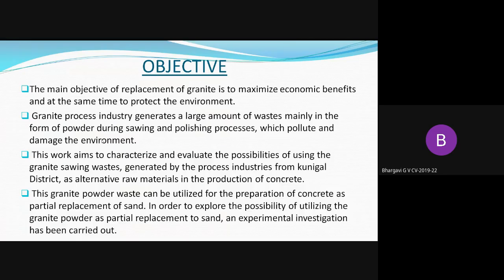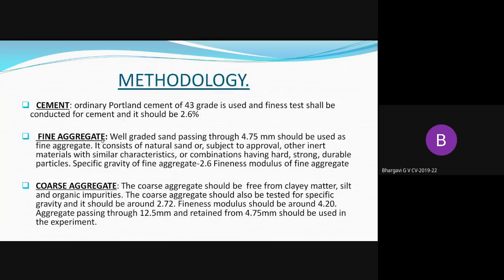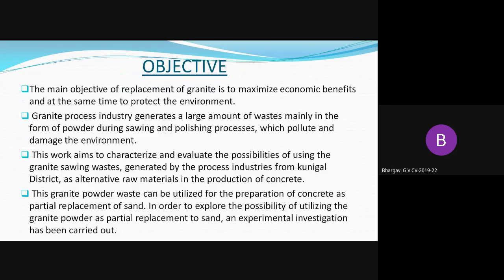As we all know, the granite industry generates a large amount of waste, mainly in the form of powder, during cutting and polishing processes, which pollutes and damages the environment. Thus, this granite waste powder can be utilized in place of fine aggregate. Moving to the objective, I would like to emphasize basically two points. The main objective of replacing with granite waste powder is to maximize economic benefits and at the same time protect the environment. And next, this work aims at the possibilities of using granite waste powder as an alternative raw material in the production of concrete. Over to Shanmati.